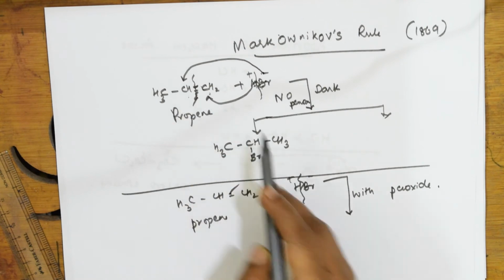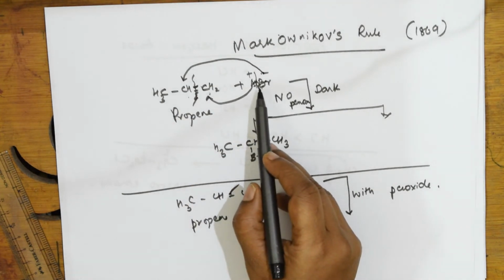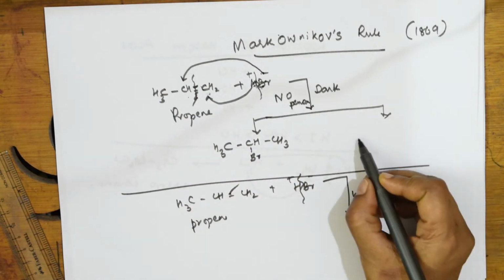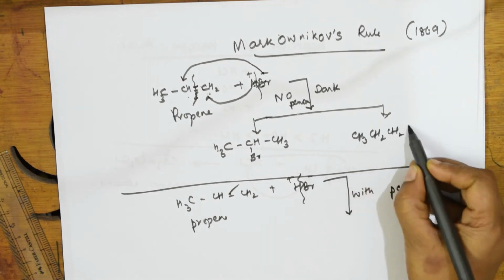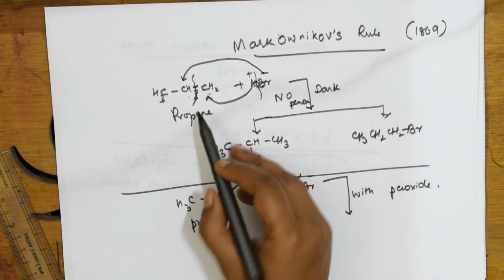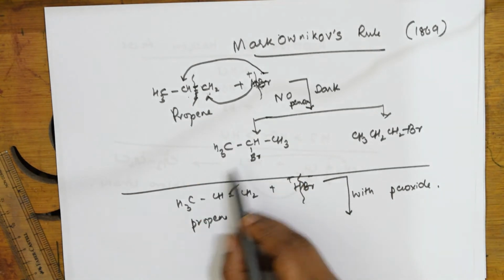Initially less number of hydrogens, this one. Second, more number of hydrogens, this one. So what do I get? I get CH3, CH2, CH2, Br. This is the thing. Now hydrogens added to this. So what is the name of this compound?